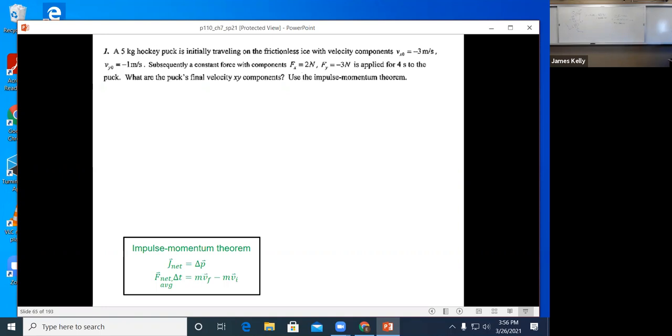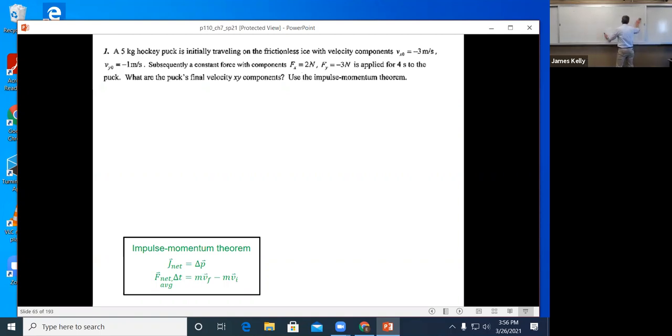Okay, so let's just look at this as our last problem of the day. Problem 1, a 5 kilogram hockey puck is initially traveling on frictionless ice, so it's moving horizontally, and we're given some initial velocity components, -3 and -1 at time t equals 0. And a force is applied for a certain amount of time.